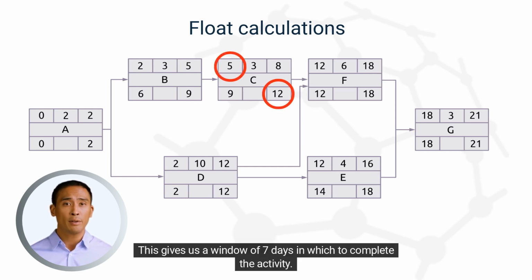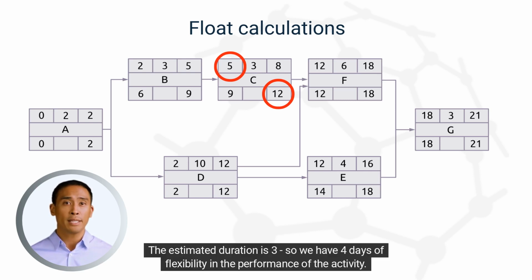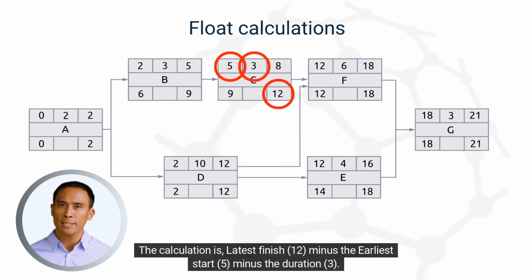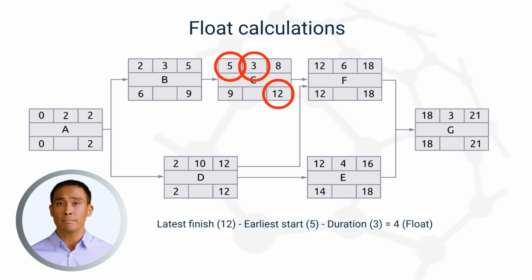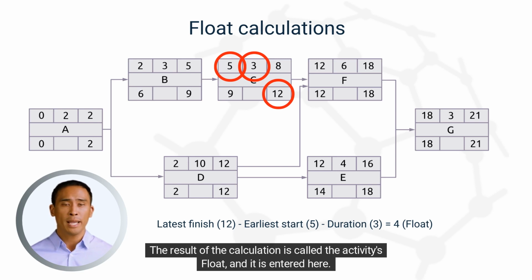This gives us a window of 7 days in which to complete the activity. The estimated duration is 3, so we have 4 days of flexibility in the performance of the activity. The calculation is latest finish, 12, minus the earliest start, 5, minus the duration, 3. The result of the calculation is called the activity's float, and it is entered here.